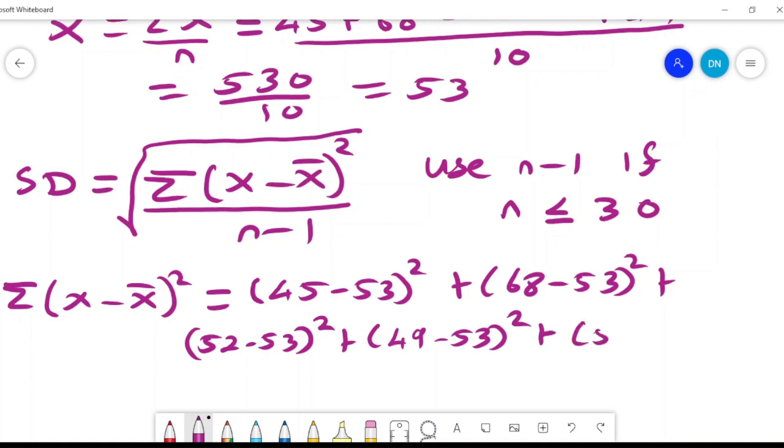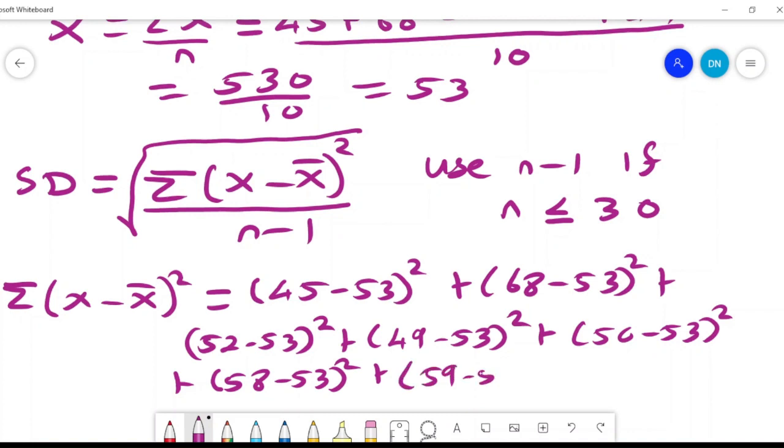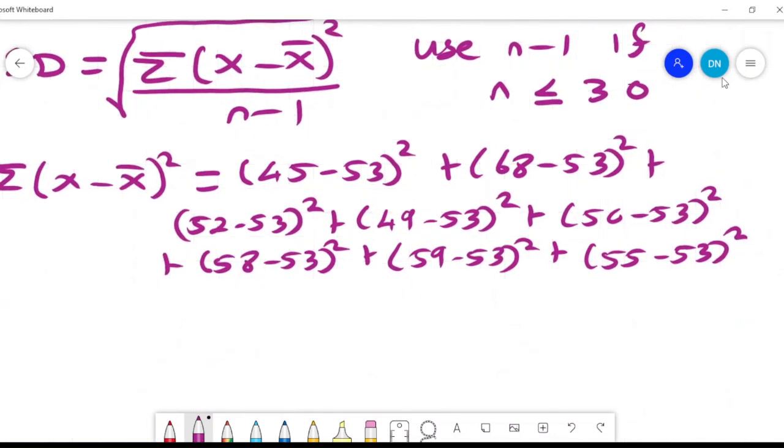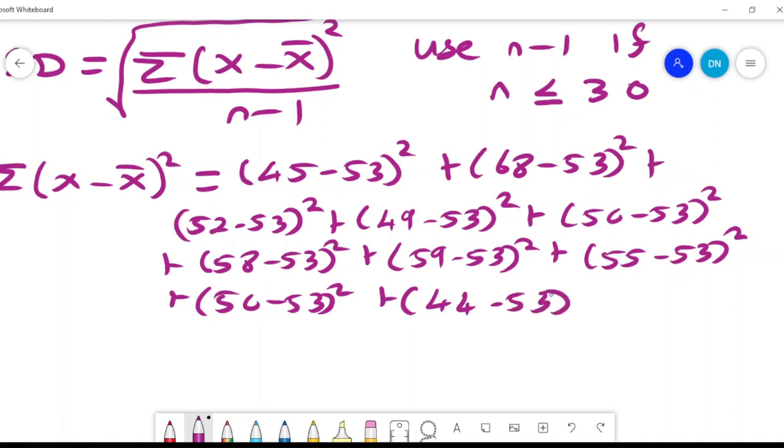And then we have 50. Then we have 59 minus 53 squared, and then 55 minus 53 squared, and then finally we have the last two values, which will give me 50 minus 53 squared plus 44 minus 53 squared.